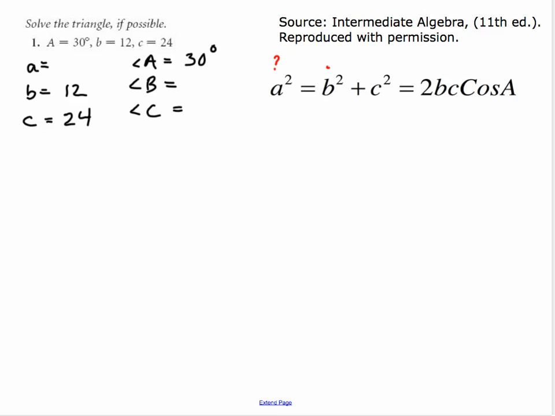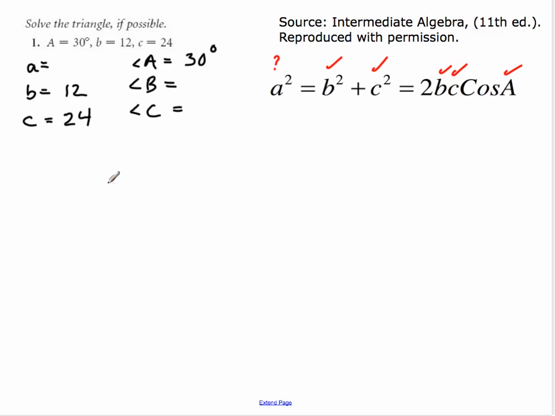B, yeah, I know what B is. C, yeah, I know C. B and C again, know those. And A, I know the angle. So I have a formula here where I know all variables except for one of them. So if I do, I can solve.